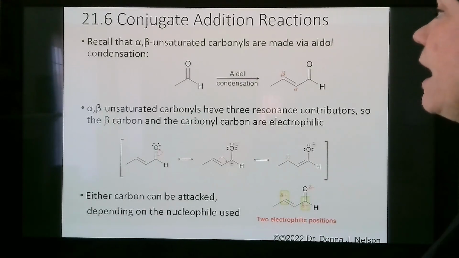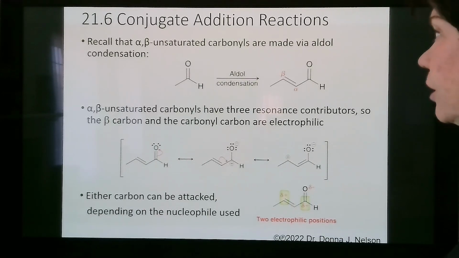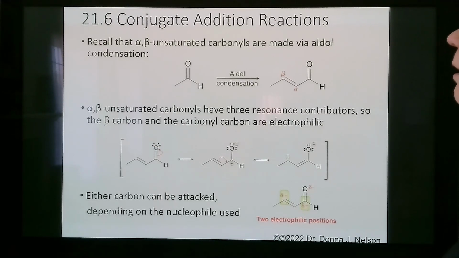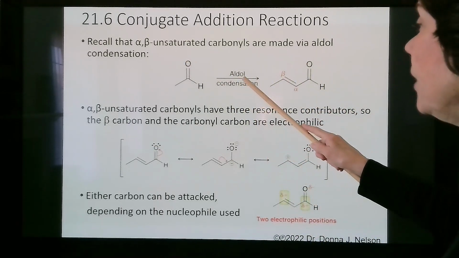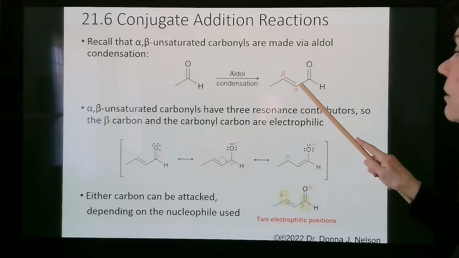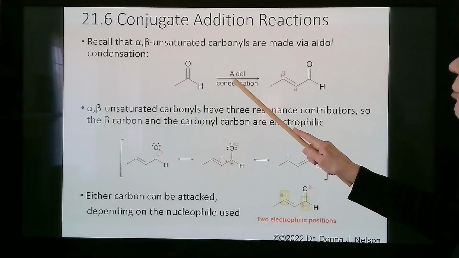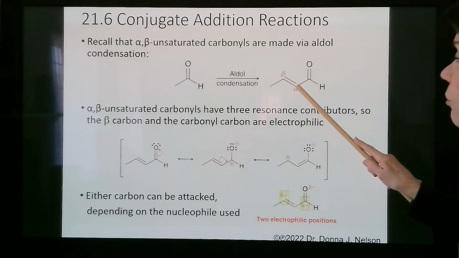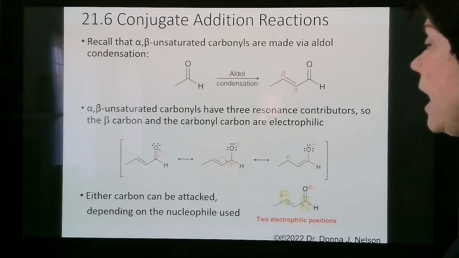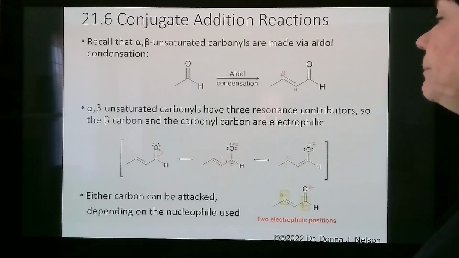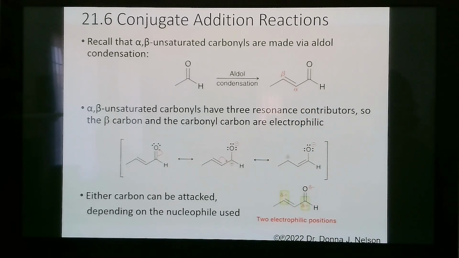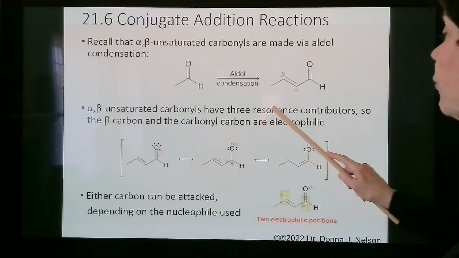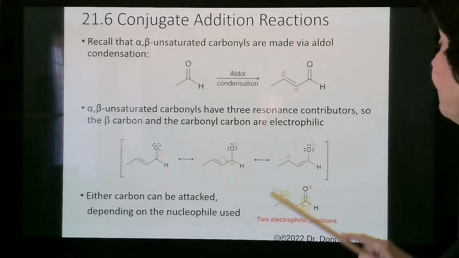In the conjugate addition reactions, we have to recall that alpha-beta unsaturated carbonyls are made using the aldol condensation. So remember, this is where you go through the aldol intermediate and then you lose water across the alpha-beta position. These alpha-beta unsaturated carbonyls each have 3 resonance contributors.